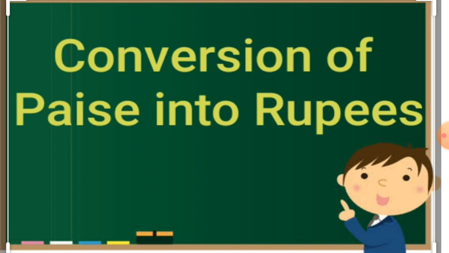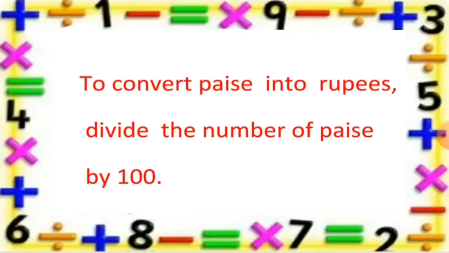First of all, we can learn how we can convert paisa into rupees. So let us do it with the help of an example. To convert paisa into rupees, we have to divide the number of paisa by 100.